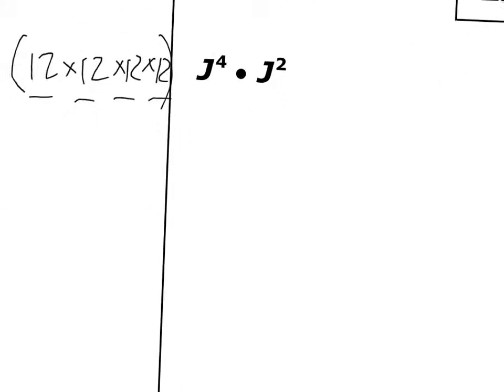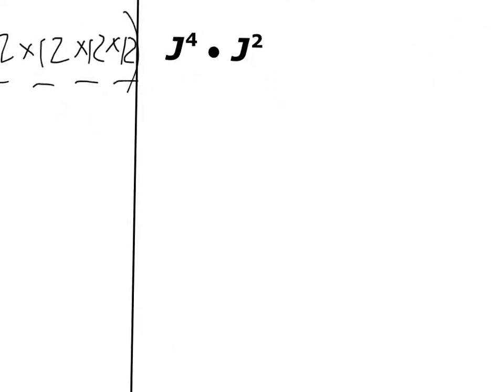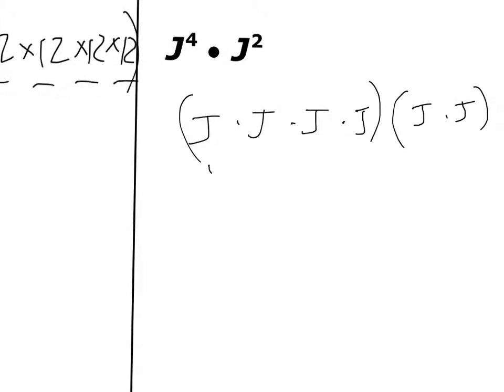Okay, let's look at this one. We got j to the fourth times j squared. Well, j to the fourth just means j times j times j times j, and j squared means just j times j. So just like last time, we have 1, 2, 3, 4, 5, 6 j's. So we have j to the sixth. And once again, look at your exponents. You have a 4, you have a 2, and you have a 6. What's the pattern that you're seeing?